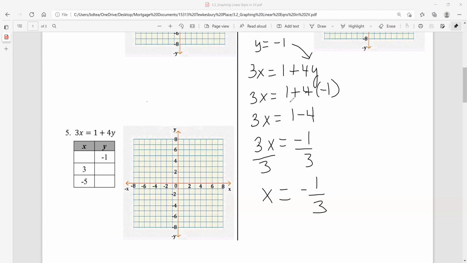Okay, so I've got a little error here. You see the error here? It's not -4 plus 1 is 3. So let's erase this. You have 1 minus 4 is -3. So when we divide by the coefficient, x is going to equal -1. So when y is -1, x is also -1.